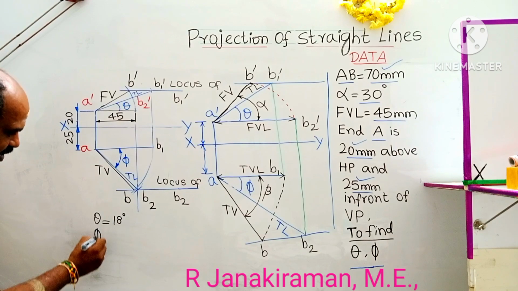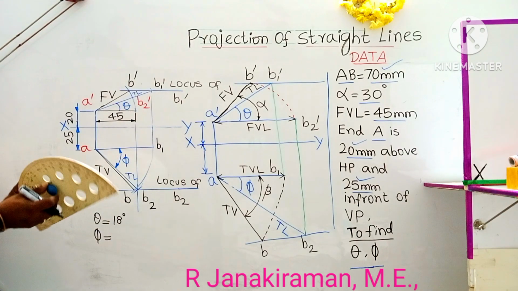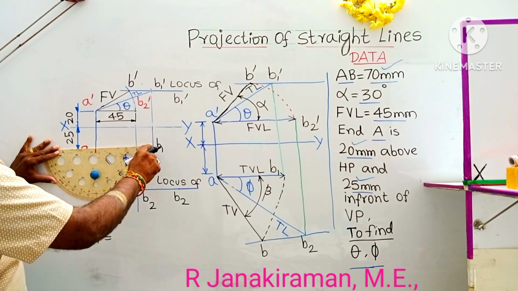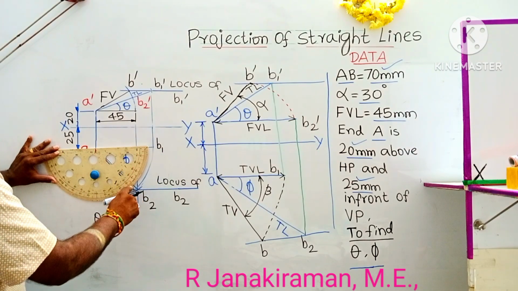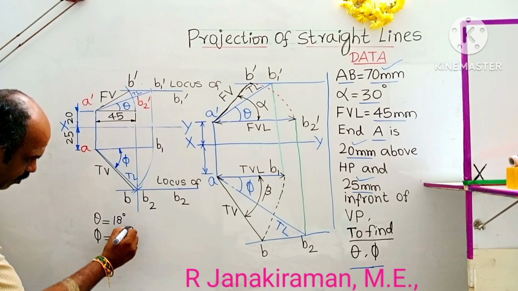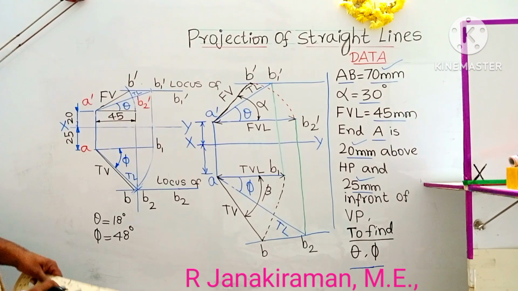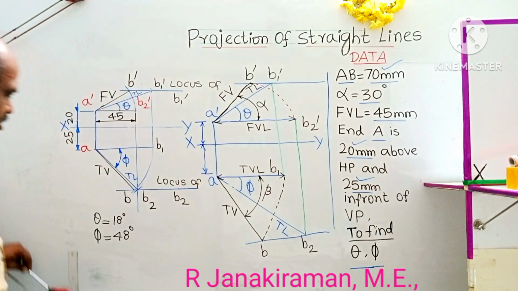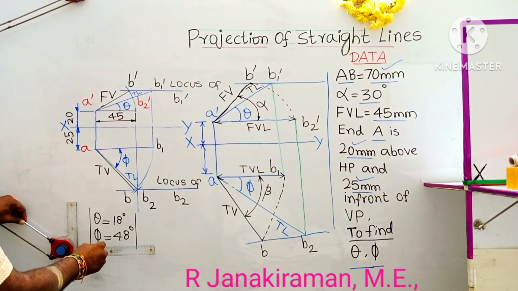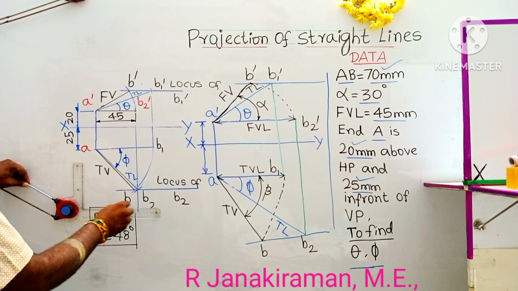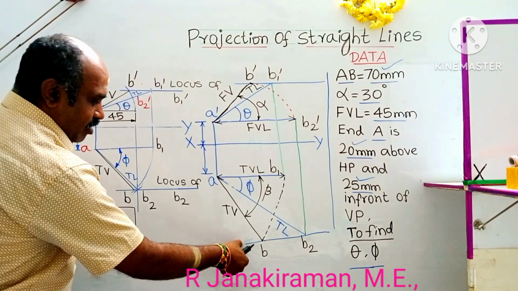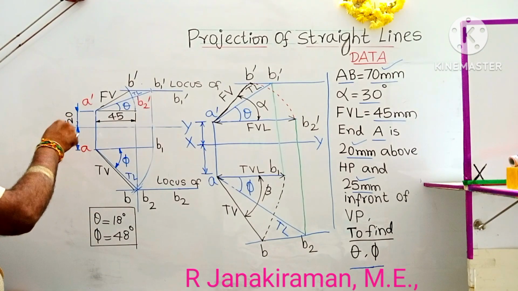Similarly, phi is the true inclination with VP. Turn your protractor, keep A as the center and AB1 as the horizontal 0 degree. Measure this angle downward, it comes to 48 degrees. Yes, it's completed, looks correct. Now we can put a box for the answer. In the lower right part, draw two guidelines and write: all dimensions are in mm, mm meaning millimeter, the unit followed.